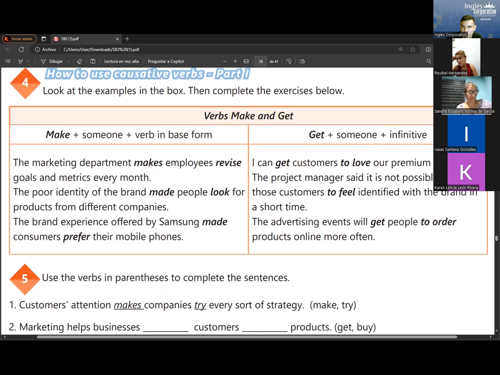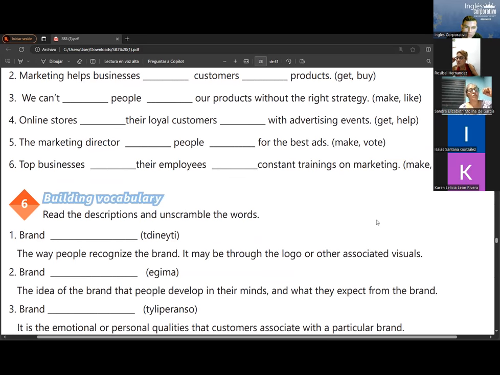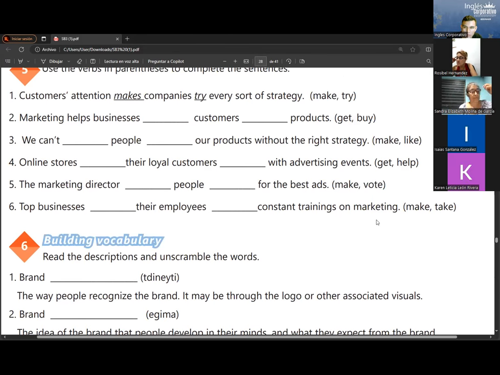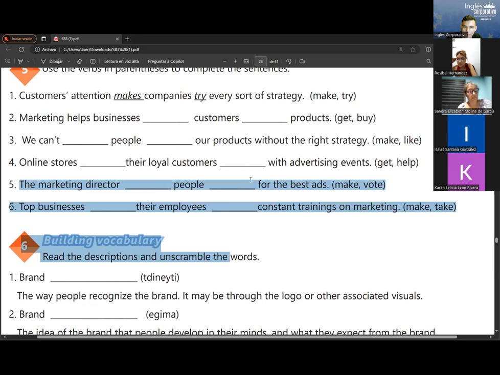All the sentences have to. With which purpose? With make, get. With get. I can get customer to love. To get all those customers to feel. Ah, exactly. Here it says, yeah, my bad. The advertising event will get people to order. But here you don't have to use it. Only in number two and number four is with get, teacher. The other is with make.